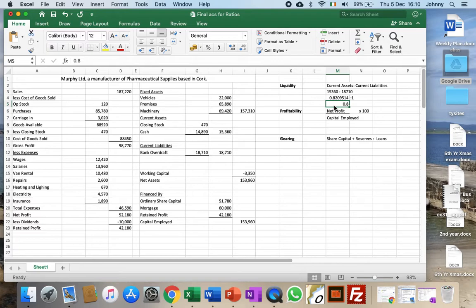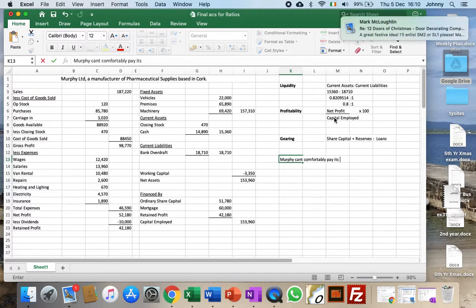Okay, so the answer then is 0.8 to 1. The minimum that I was looking for here was 2 to 1. I got an answer of 0.8 to 1, which is a lot less. So you would say Murphy can't comfortably pay its debts.